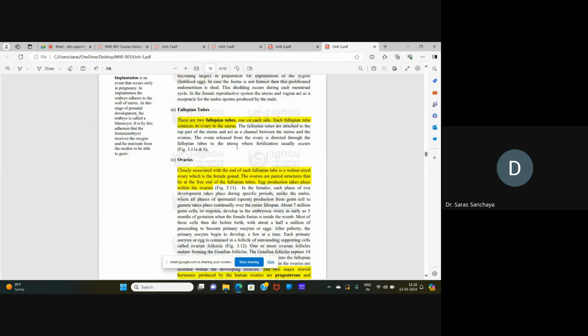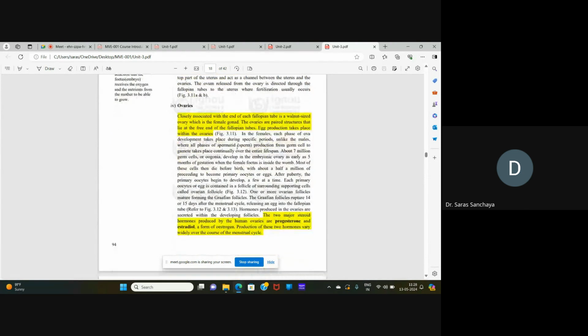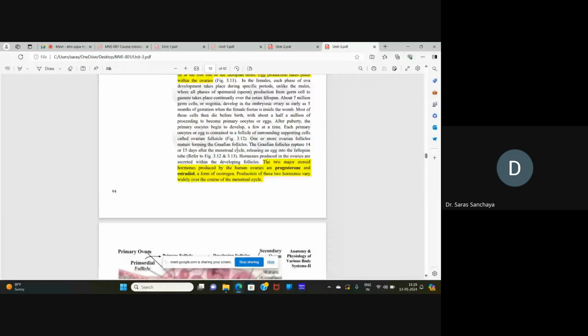Ovaries. Closely associated with the end of each fallopian tube is a walnut-shaped ovary, which is the female gonad. The ovaries are paired structures that lie at the free end of the fallopian tubes. Egg production takes place within the ovaries. The two major steroid hormones produced by human ovaries are progesterone and estradiol, which is a form of estrogen. Production of these two hormones vary widely over the course of menstrual cycle.